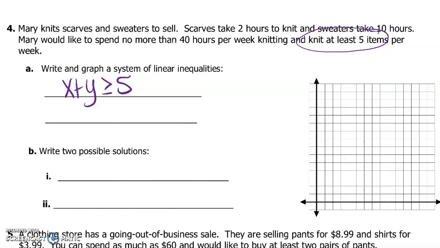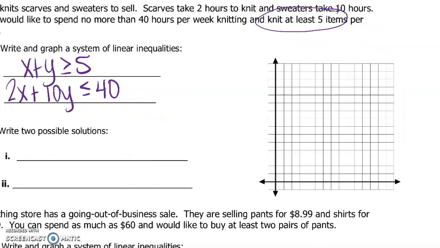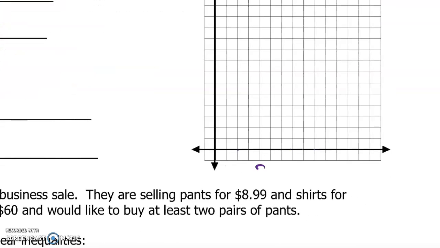And then our how much is how long it takes to make them. So 2 hours for a scarf plus 10 hours for a sweater. No more than means less than or equal to 40. So on my graph, I'm going to put scarves down here for x and sweaters for the y.